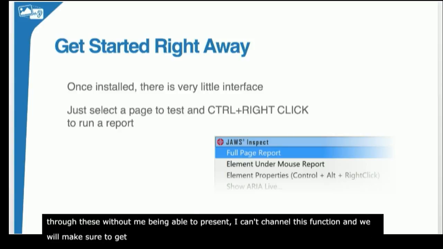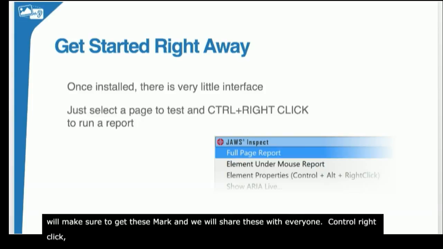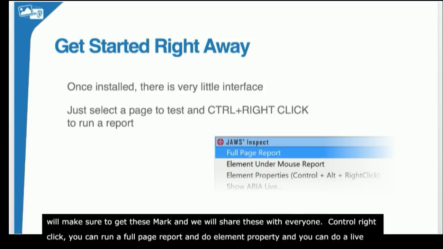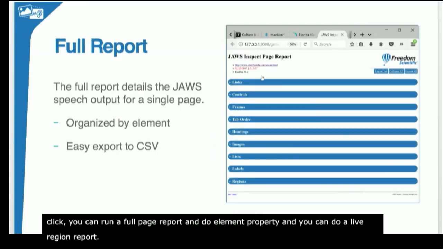The first one is a full page report. So with a control right click or a control applications key for a keyboard only user, you get a menu that looks like this, and you can run a full page report. You can do an element under mouse, you can do an element properties, and then you can do a live region report. We'll go to the next slide.